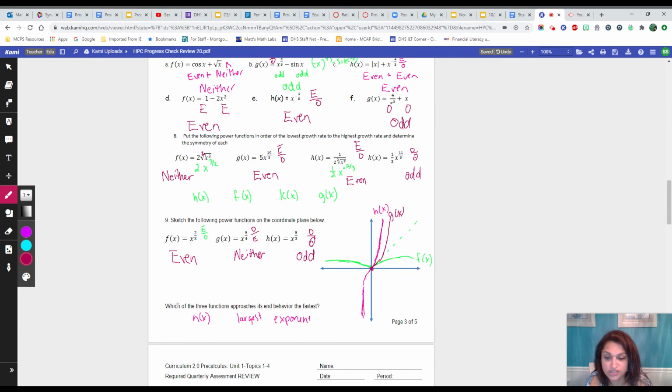All right, which of the three functions approaches its end behavior the fastest? Well, the biggest one is h of x, is the biggest exponent, so that is going to go the fastest towards infinity.